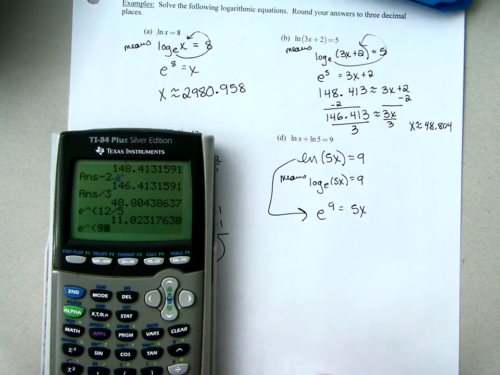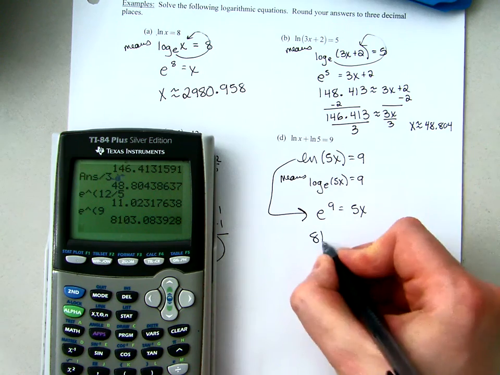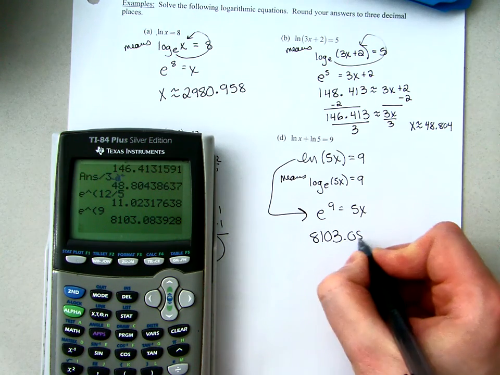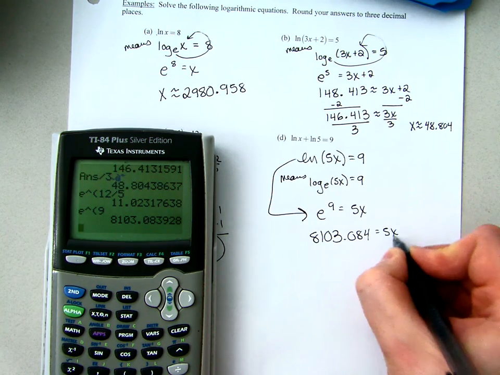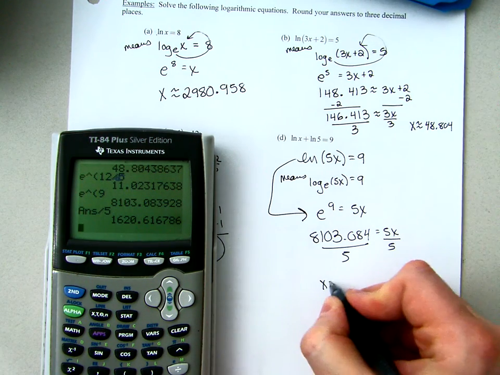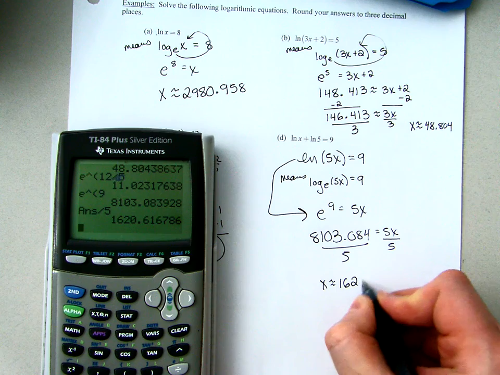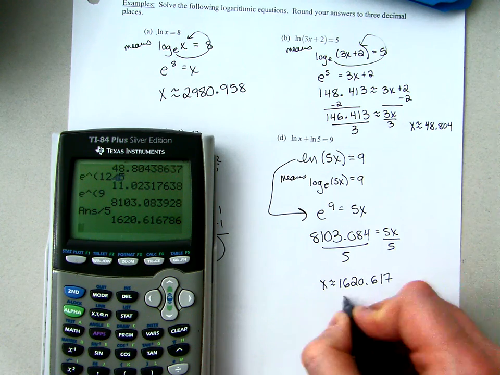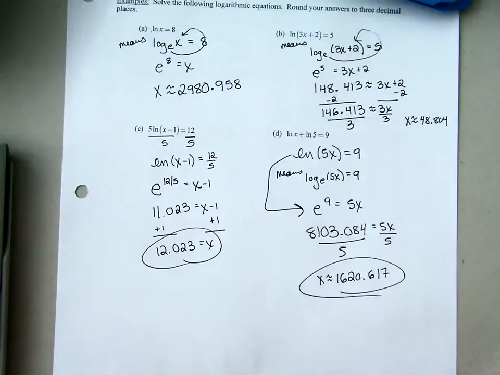We're going to type it in. E to the 9th. 8,103.084 equals 5x. We'll divide, and x should be about 1,620.617. And honestly, these 2 pages of notes are as tough as we're going to make the natural log and the E problems.